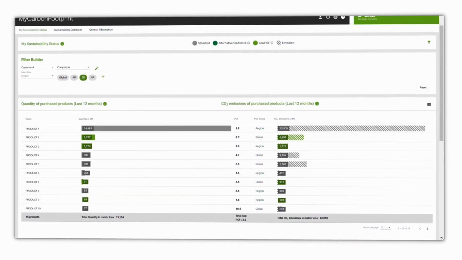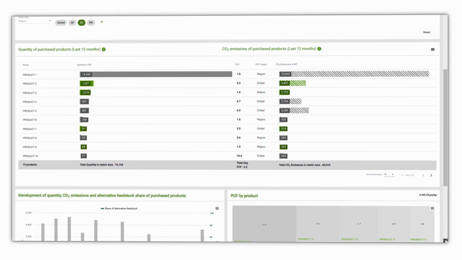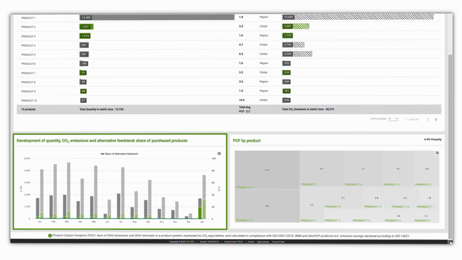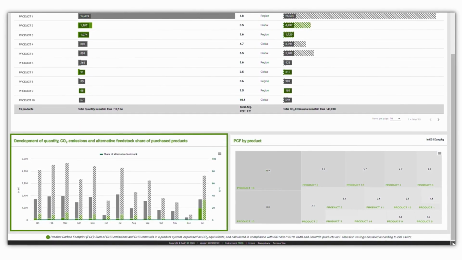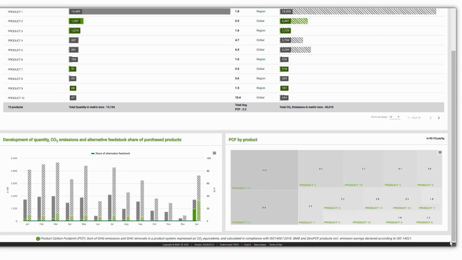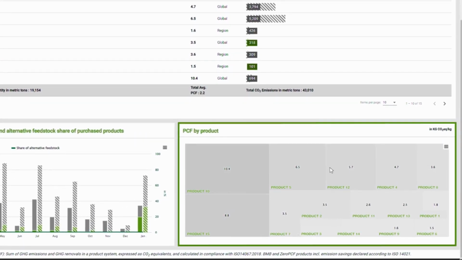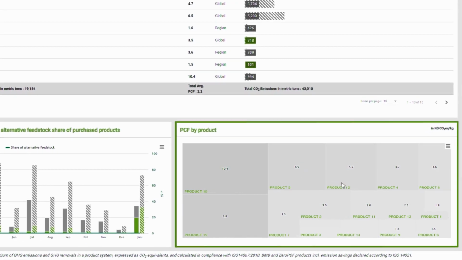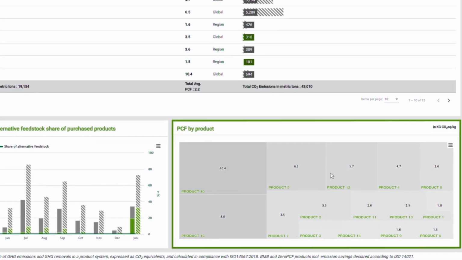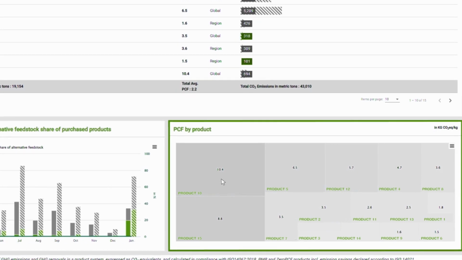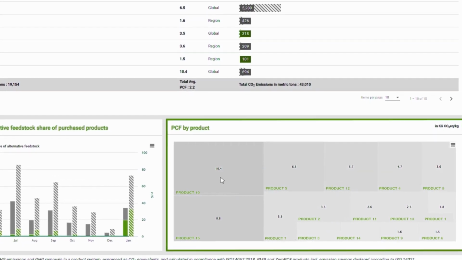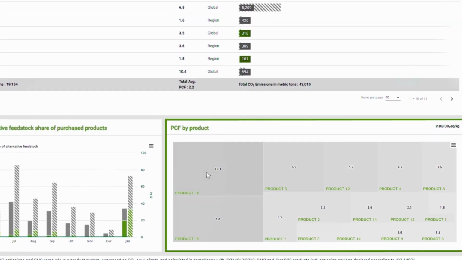Additionally, the historic development regarding volumes, emissions, and renewable feedstock is shown on the lower left side. On the right-hand side, you will find a product overview sorted by carbon footprint, which allows a quick identification of the products with the highest footprint, and thus the most effective levers for optimization.